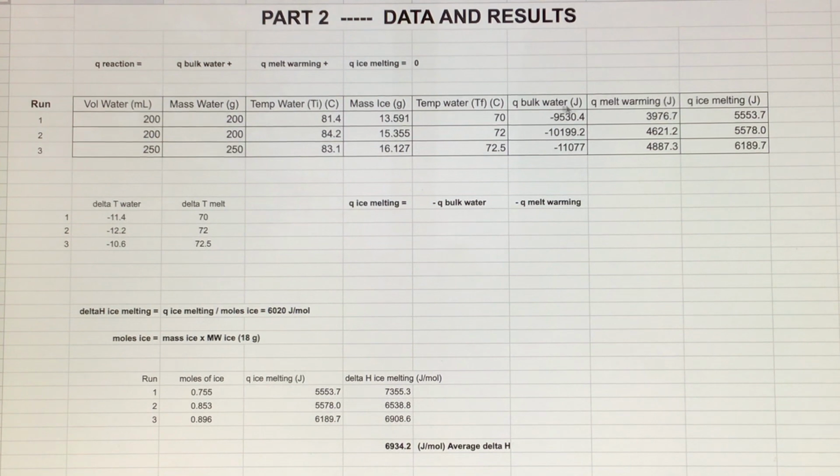it turns out that when I plug these numbers into this equation, Q ice melting becomes minus Q bulk water minus Q melt warming, because this plus this plus this equals 0. So if I want this, I need to bring the Q melt warming and the Q bulk water to the other side of the equal sign, and they become negative, okay? Negative and negative.